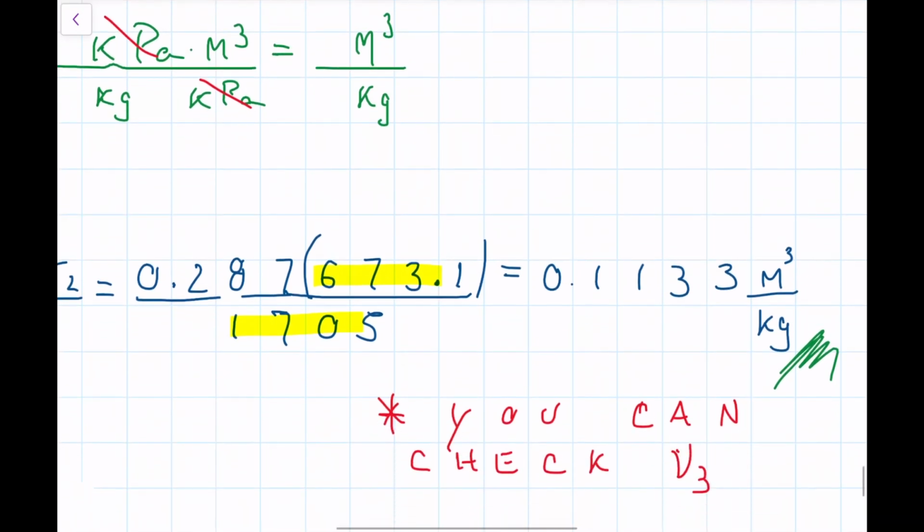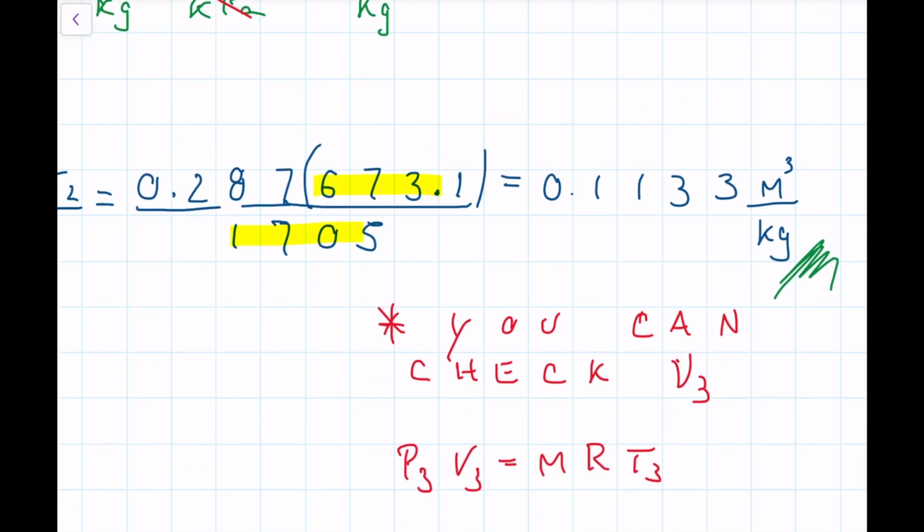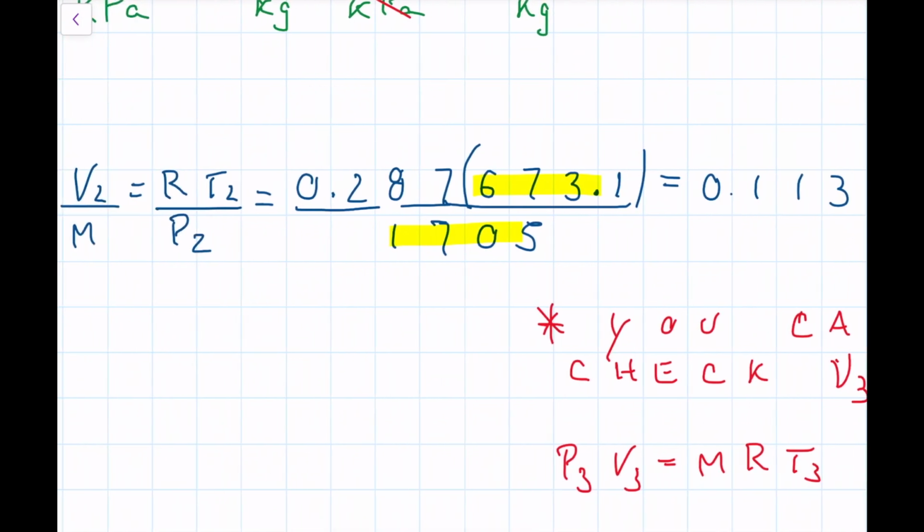I'll suggest you guys can go ahead and check using V3, right? V3 has to be exactly the same as V2. So you can plug in the numbers for this equation here, but instead of using T2, use T3 that we have already, and instead of using P2, use P3 that we have too. All right, so now we have both volumes.